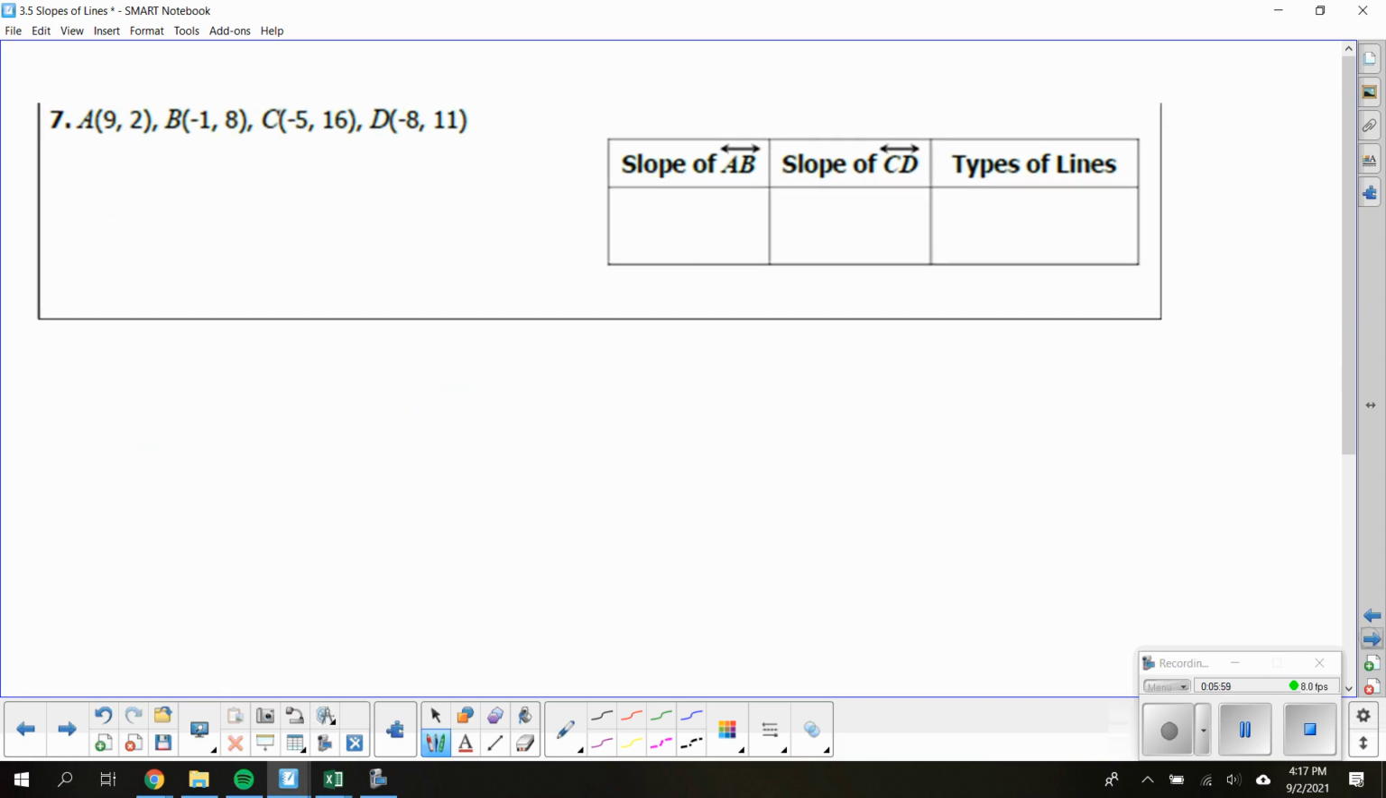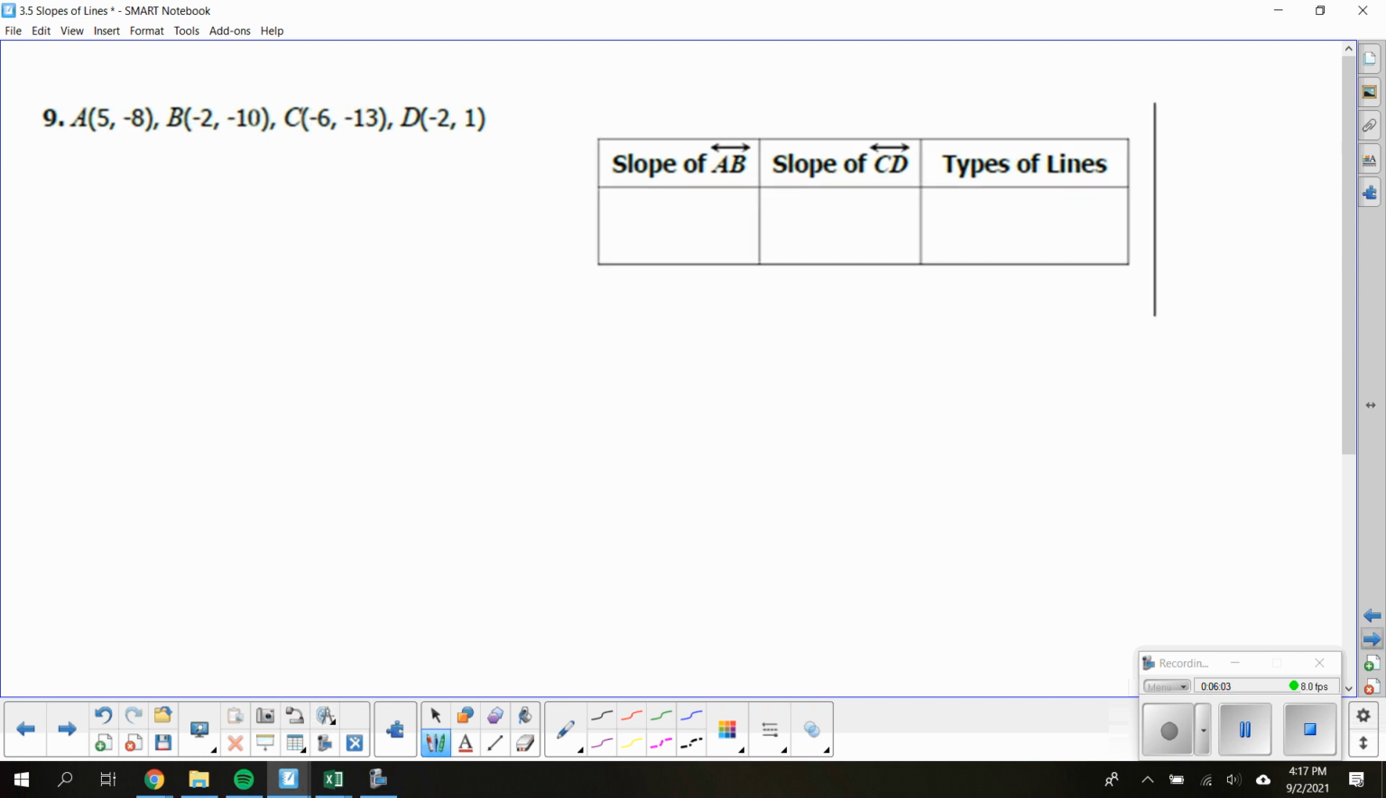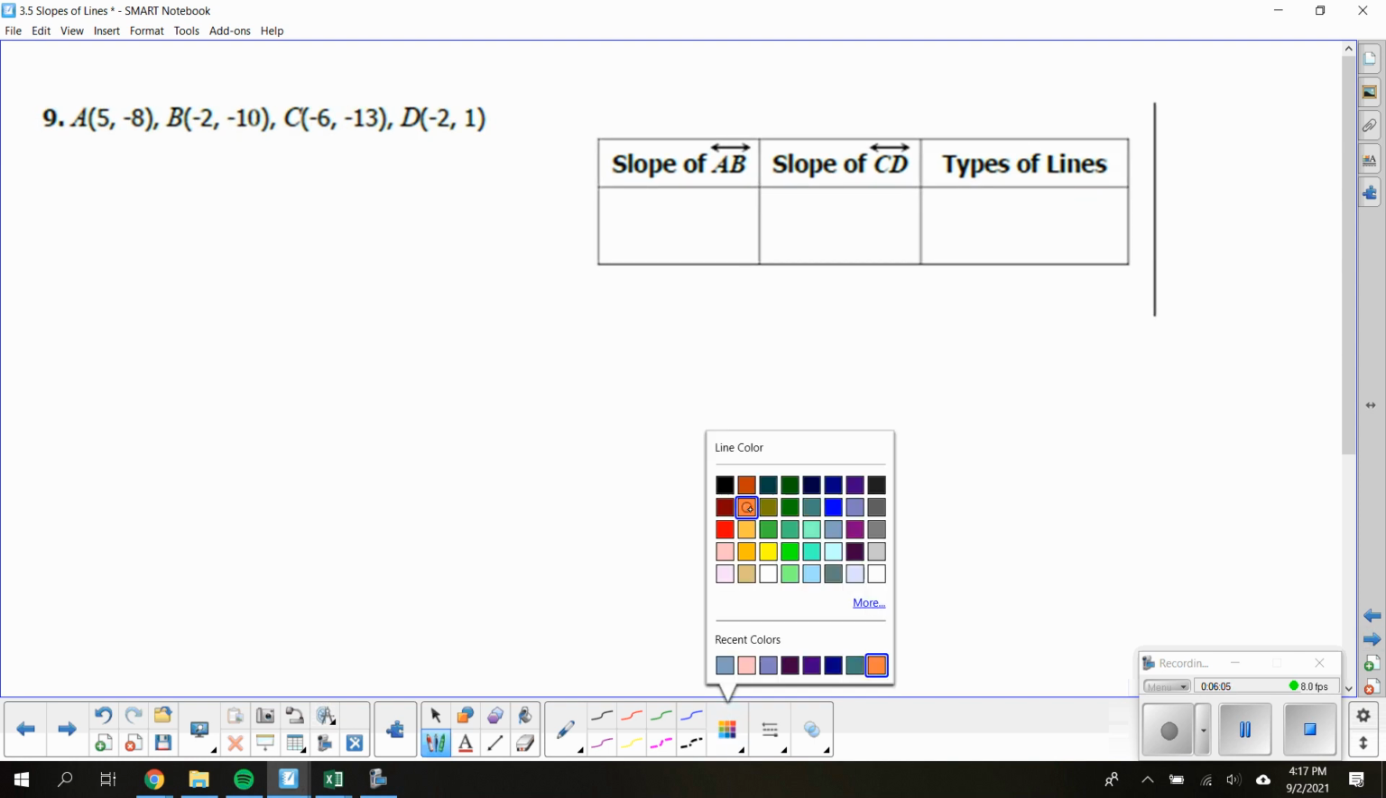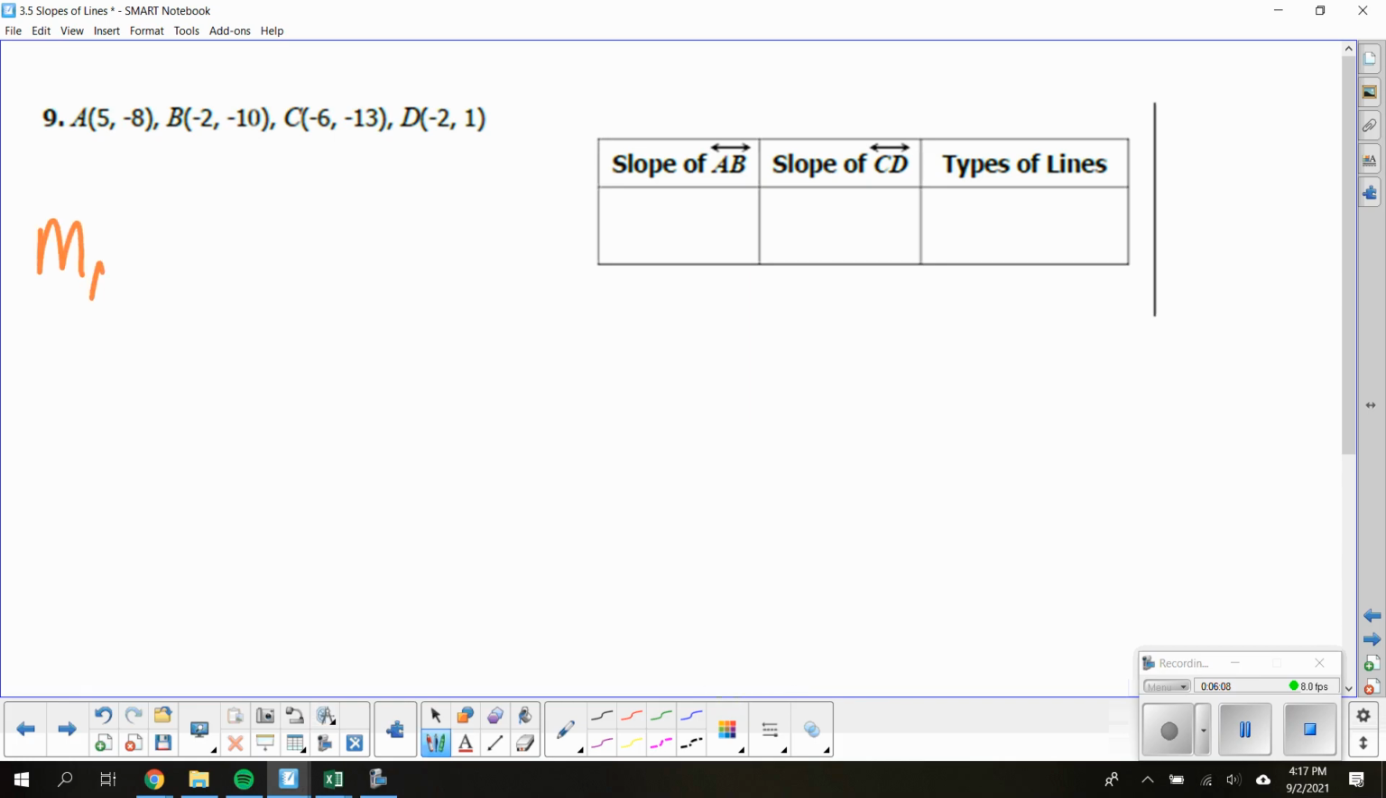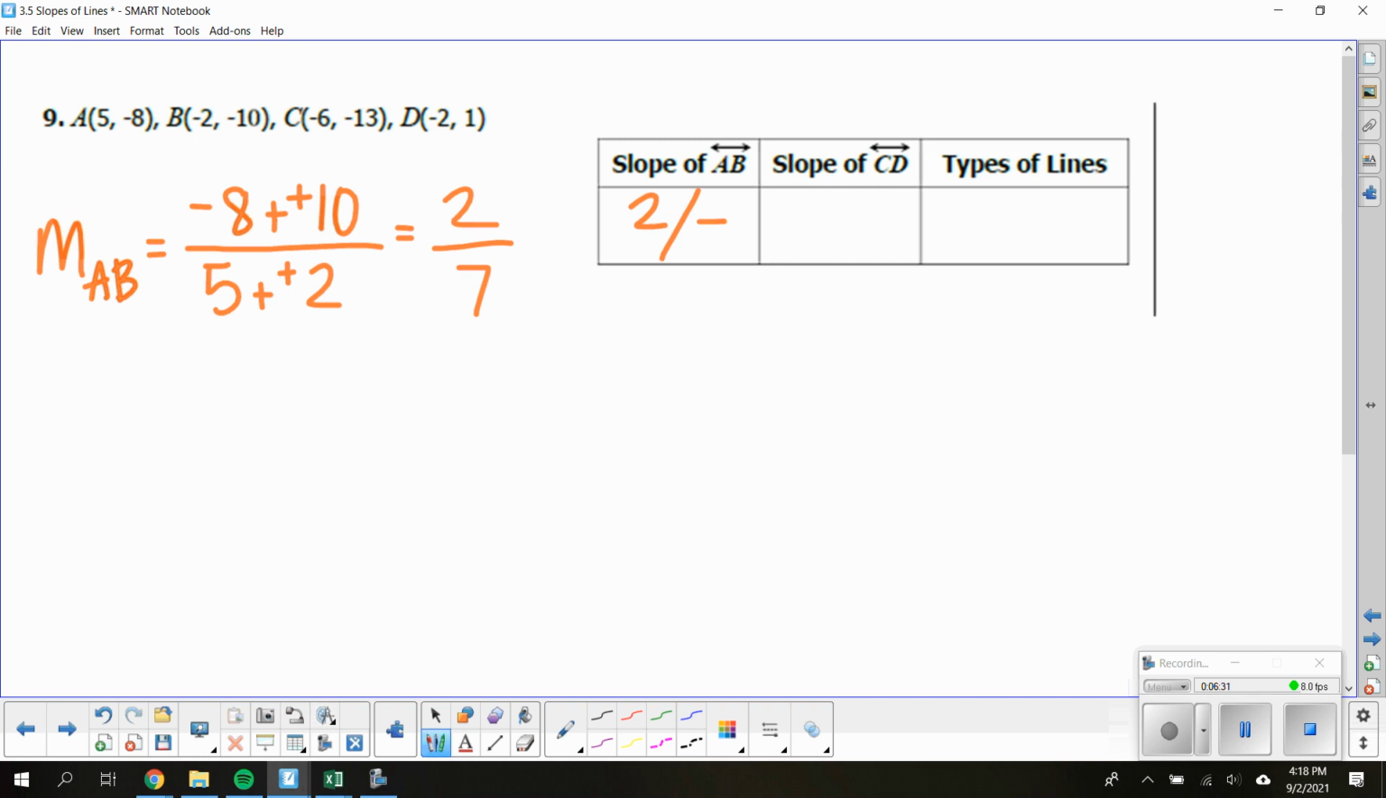Okay, let's go to number 9. All right, let's do AB. So starting with my A value for y, negative 8, minus y value for B, negative 10, over x value from A is 5, minus x value from B is negative 2. So negative 8 plus positive 10 is 2, and 5 plus positive 2 is 7. That cannot be reduced, so it's 2 over 7.